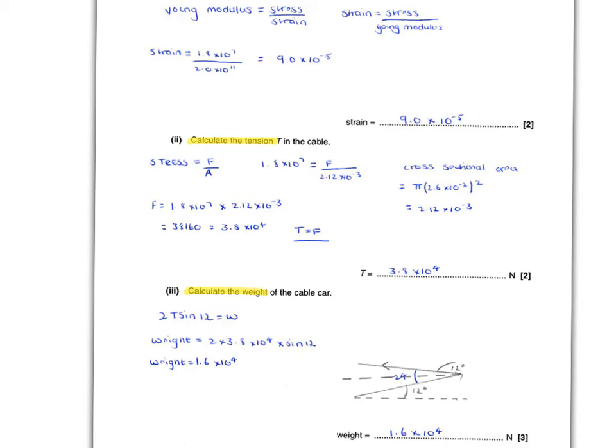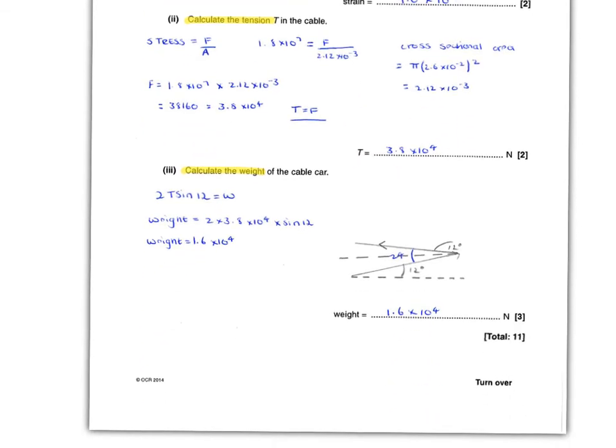So if we simply sub these values into the equation, we have F equals 1.8 times 10 to the 7 times 2.12 times 10 to the minus 3, which gives us 38,160, which can be simplified to 3.8 times 10 to the 4 newtons.